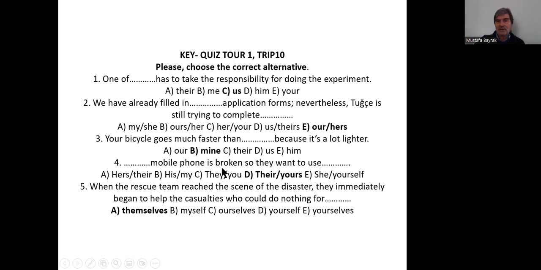Their mobile phone is broken, so they want to use yours instead of saying your mobile phone. When the rescue team reached the scene of the disaster, they immediately began to help the casualties who could do nothing for themselves.